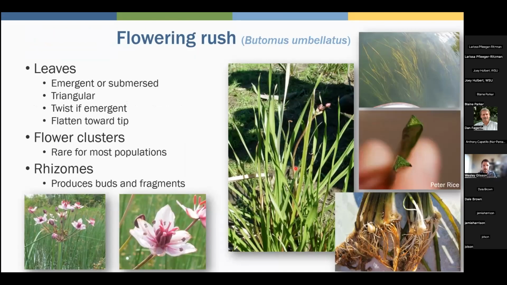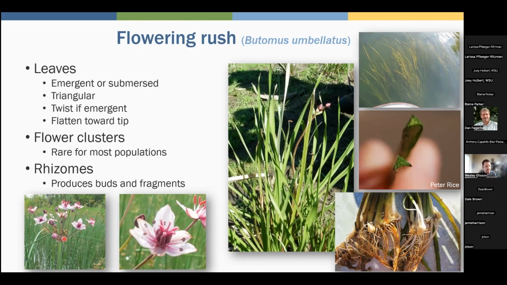Just a couple ID tips for this plant. Again, superficially, it might look like cattails or some other native species, but some things are going to distinguish it. And that's mainly that it's going to have this triangular stem, and it's actually going to flatten out as it gets towards the tip of the plant, and those tips are going to actually twist. That's something you're not going to see in any of our other native plants.